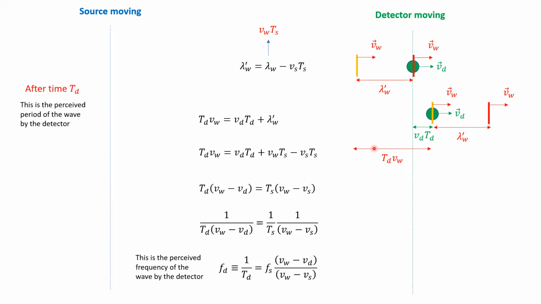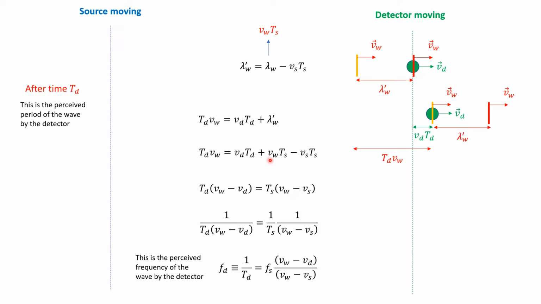So let's see. This td vw is this whole distance, and it's equal to this distance plus this one. That's where we got this equation from. But lambda prime we already know: it's lambda w minus vs ts, and lambda w is vw ts. See the previous videos for that; we did that in detail. So when you substitute what lambda prime is from here, you get this equation.